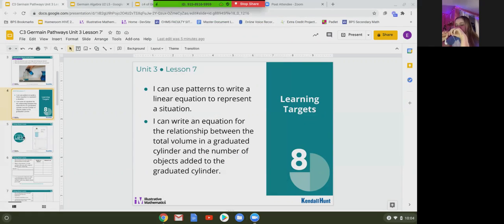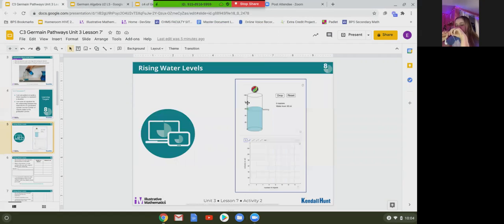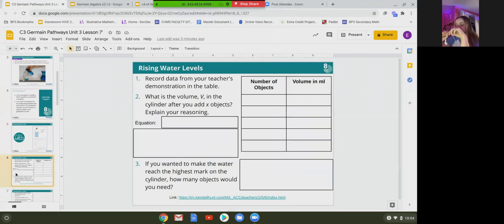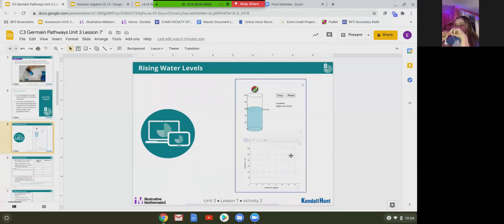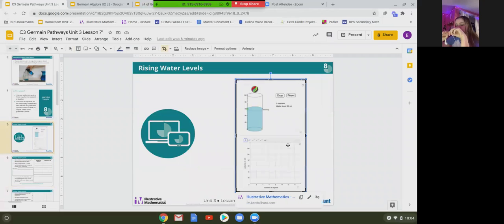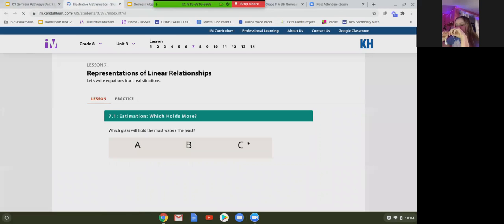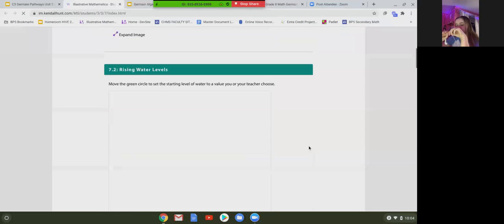It's okay. So what we're going to be doing is I'm going to be opening up this tool right here on slide number. Let me click on my link. And I'm going to scroll down to the activity for today.